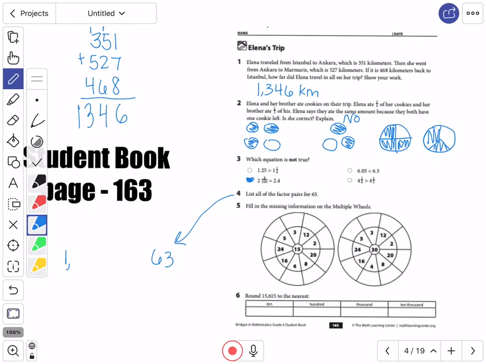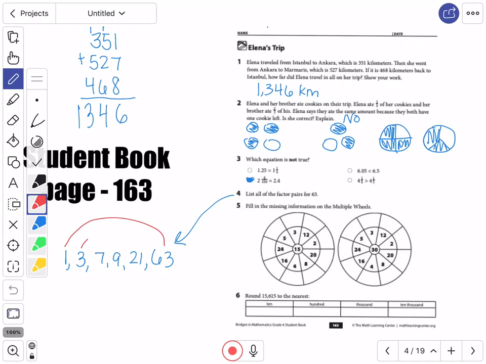For number 4, list all the factor pairs of 63. I'm just going to go ahead and do this over here because it's easier. We have 1 and 63, right? 63 is an odd number, so 2 does not go into it. But 3 and 21.